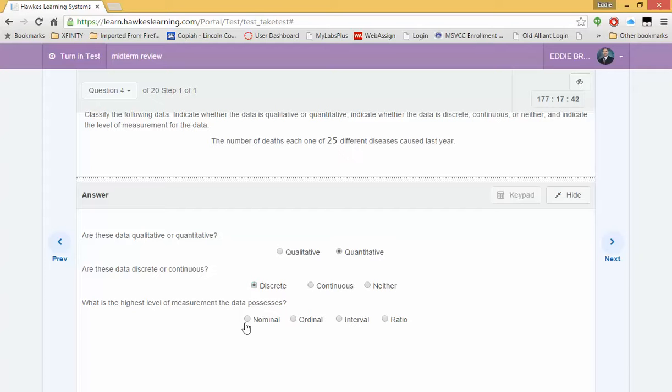So that leads us on to ratio. Has all of those categories, plus you can add, subtract, multiply, divide, find meaningful ratios, and there is a natural zero starting point of 0, because that would be no deaths. So I'm going to say that's ratio. We'll see, but pretty complicated.